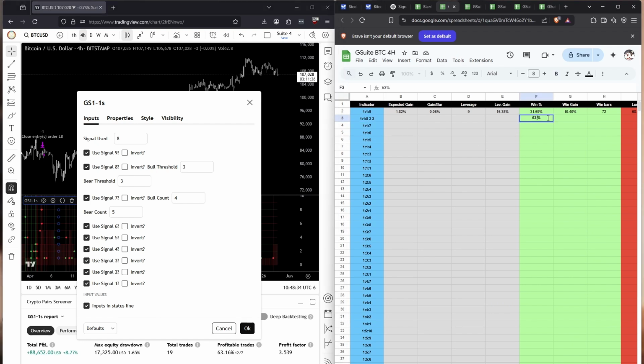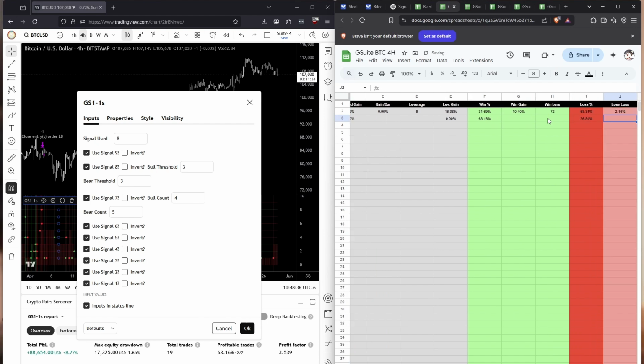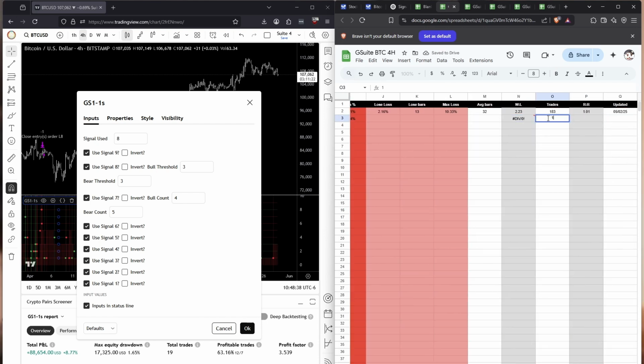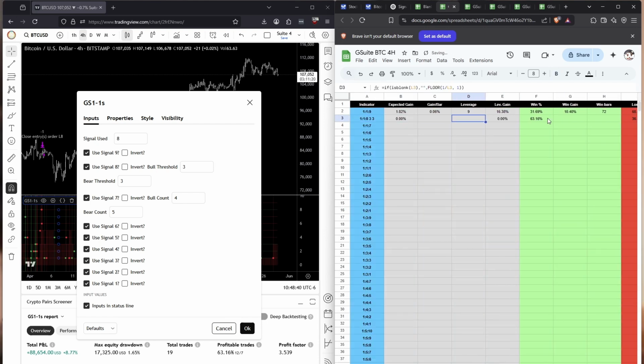Win rate is 63.16. Number of trades is 19. I'd say 5 would be the minimum number of trades to use a signal, but you'd prefer 10 to 20 to be really confident. 19 is kind of right at the threshold.